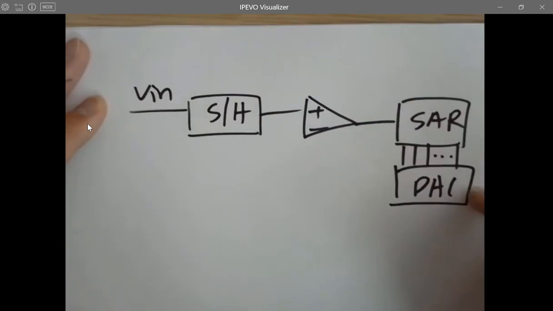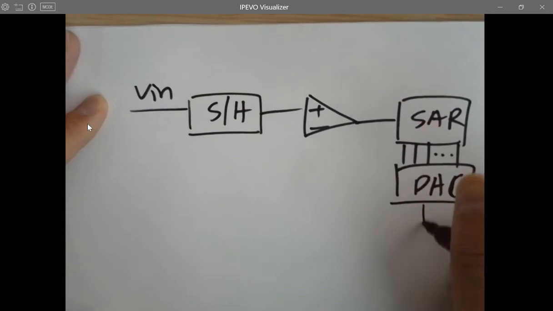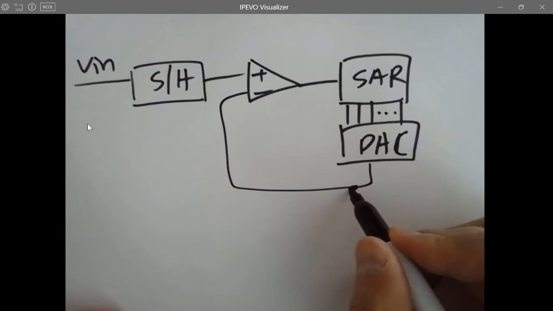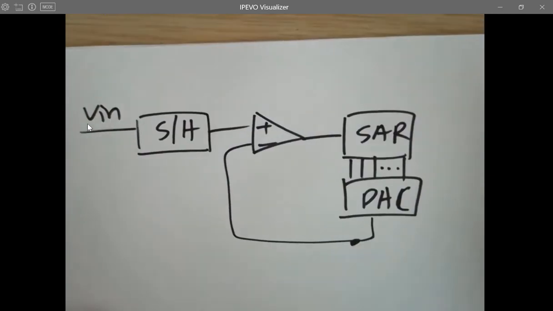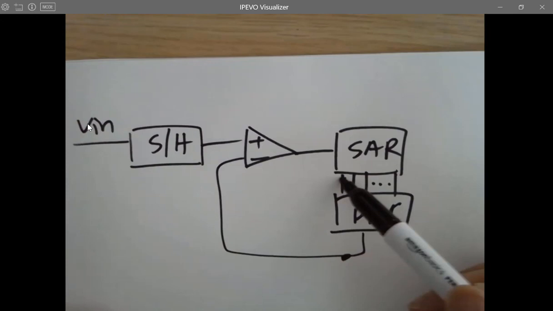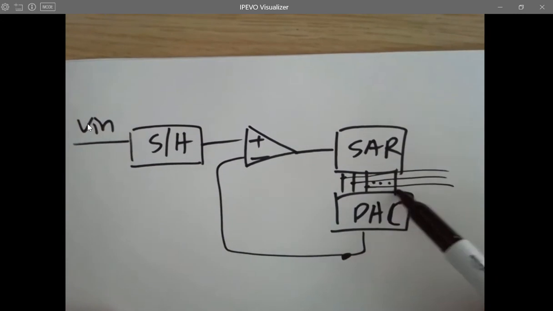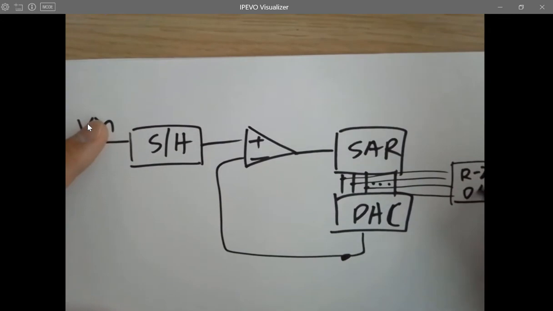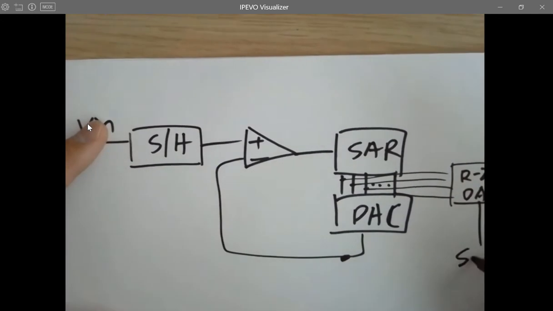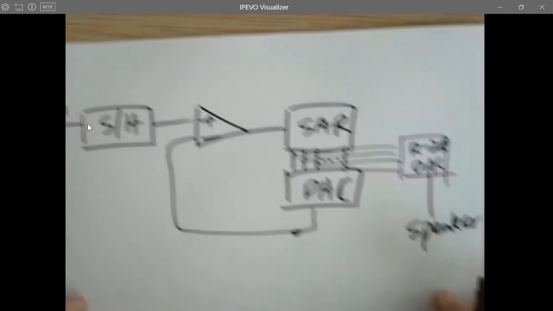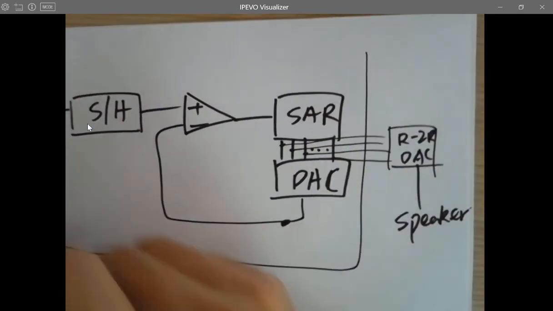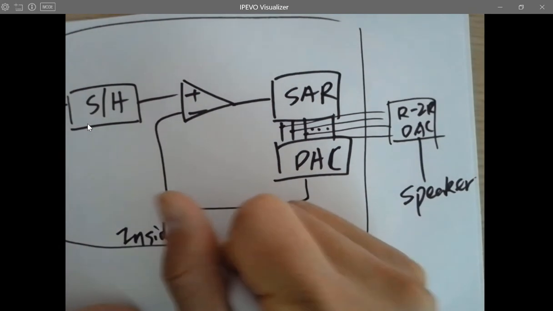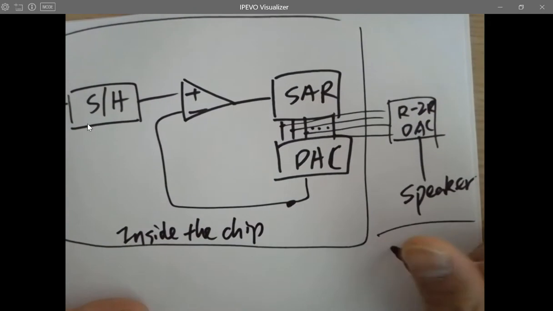That's the on-chip DAC inside the chip. What's going to happen is they have to use this digital signal as a digital output, and they are going to run an R to R DAC and then to a speaker in their design. And this is inside the chip. This is the PCB outside.